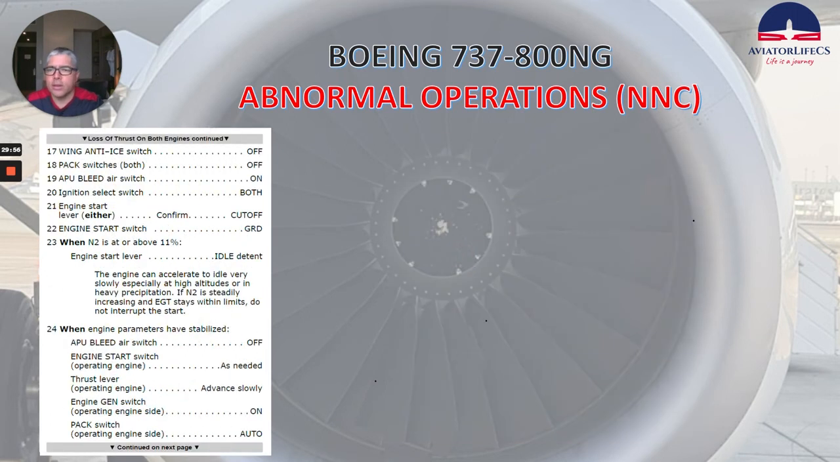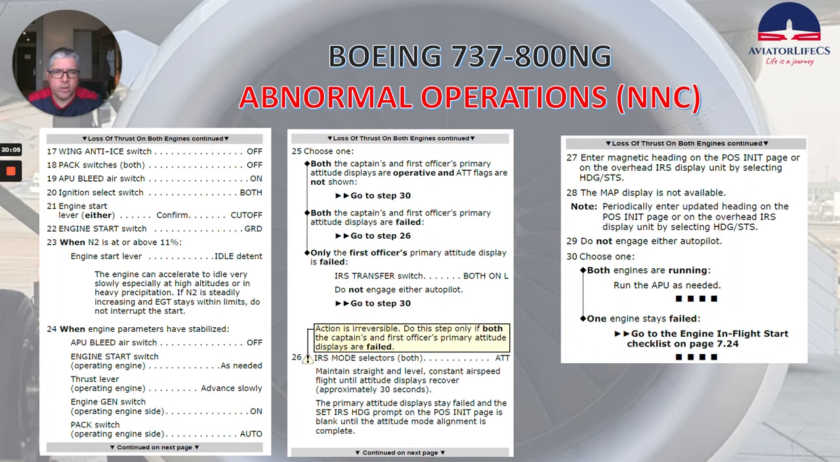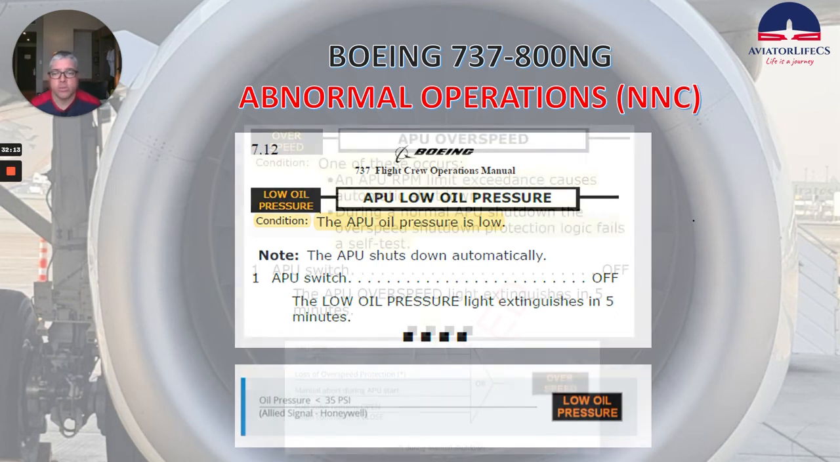This is the rest of the checklist here, so you guys can have them there. As you can see, it's a long one, but it finishes right there on step 30. APU low oil pressure. Condition: the APU oil pressure is low. The APU shuts down automatically. APU switch off. The low oil pressure light extinguishes in 5 minutes.